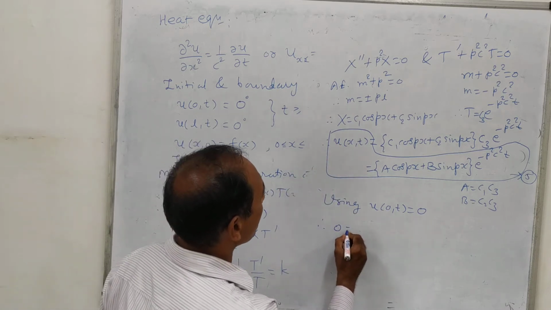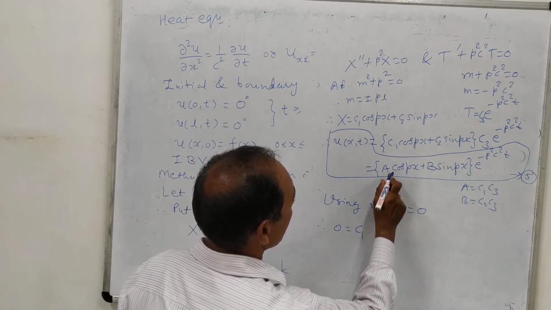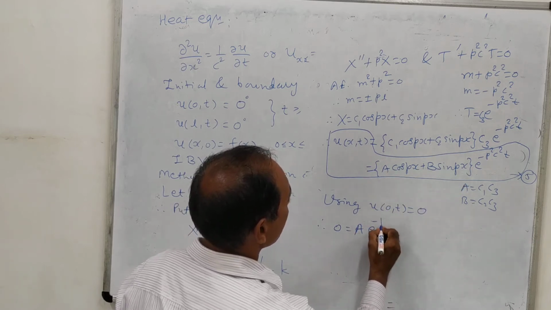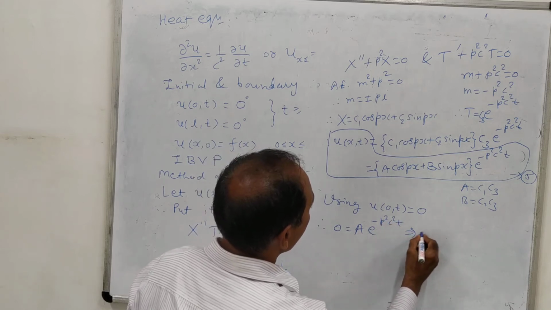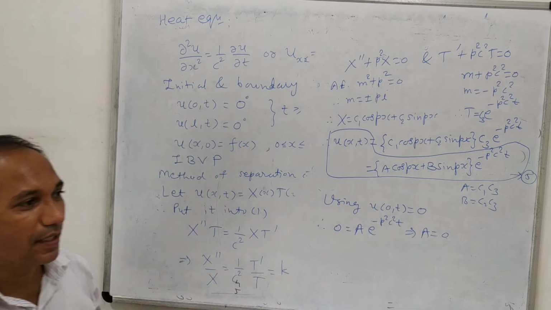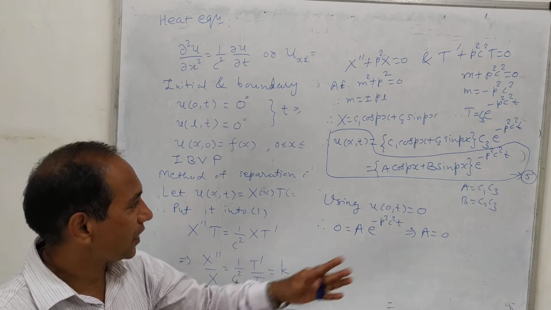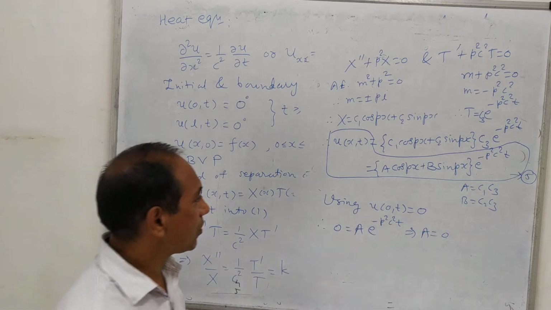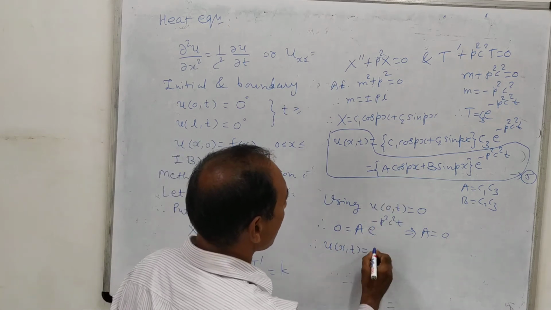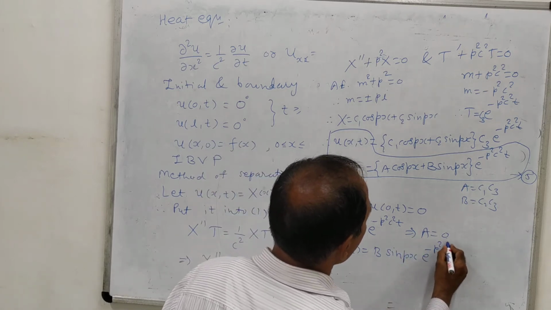Therefore we get 0 equals... x equal to 0 means cos 0 is 1, so it is c1. Here in this solution cos 0 is 1, so it is capital A. Sin 0 is 0, e raised to minus p square c square t. So this implies that either A equals 0 or e raised to that is 0, but e depends upon time t, so it cannot be 0 for all time t. And one more thing, we know that the exponential function can never vanish. So capital A equals 0, and therefore after applying the first condition, this solution will now become B sin px into e raised to minus p square c square t.